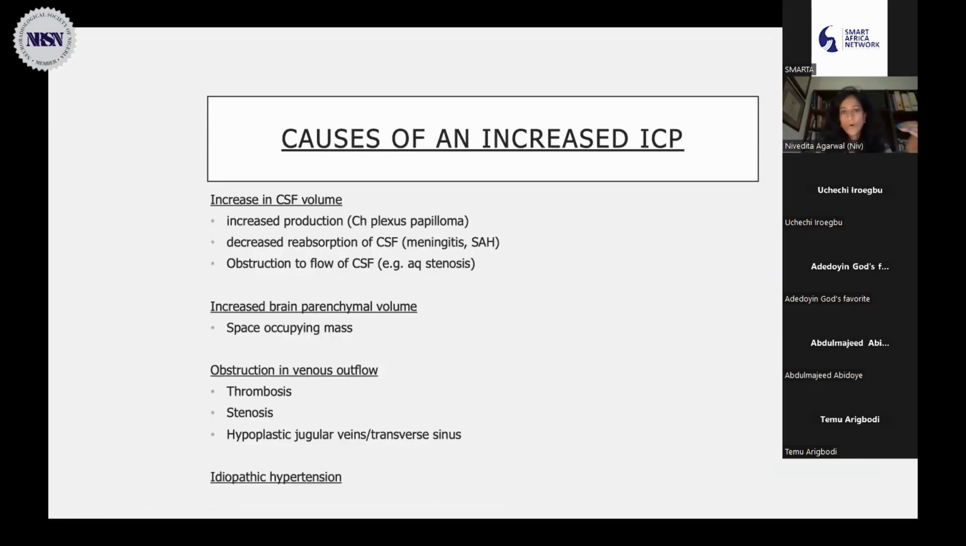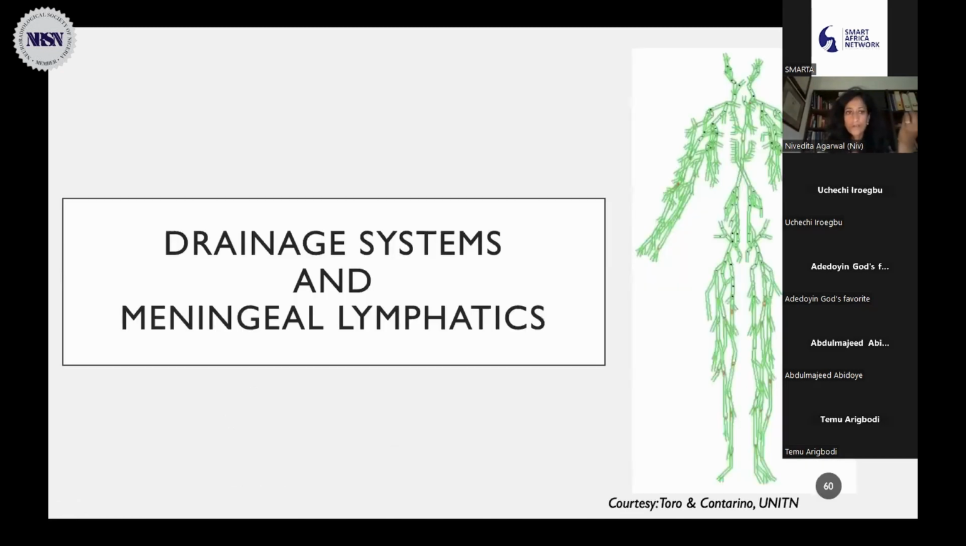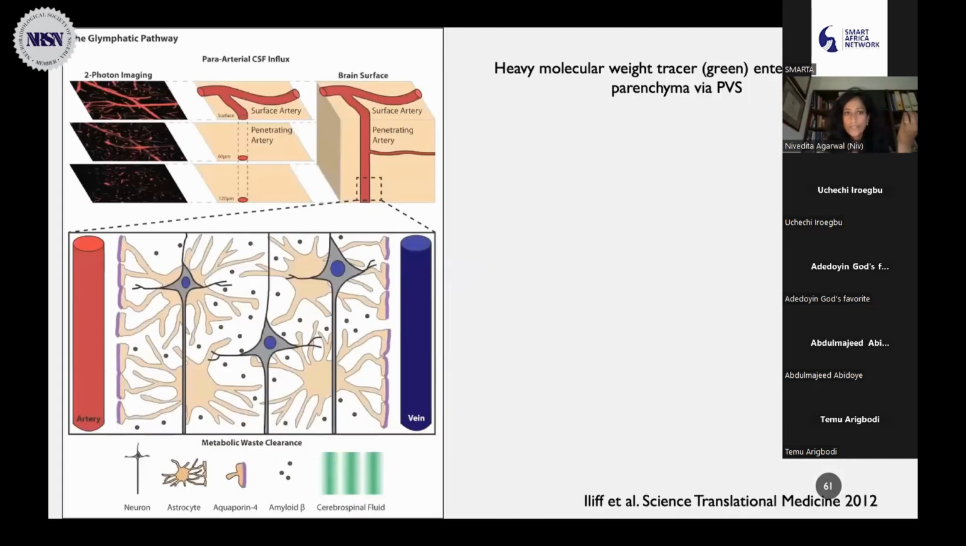So again, a lot of causes of an increased ICP. All of this you now understand. I'm not going through this, but remember to look at the brain as a whole, okay? Not as just one thing. This is something I'll go very, very quickly, really less than 5 minutes. And this is basically what has been discovered.